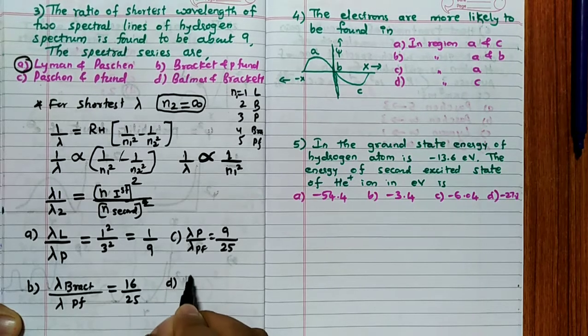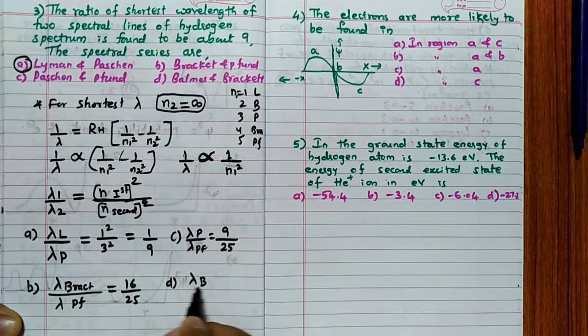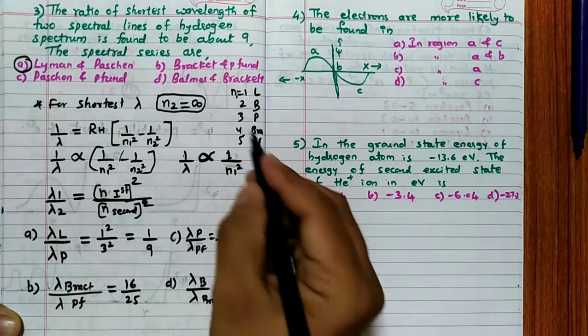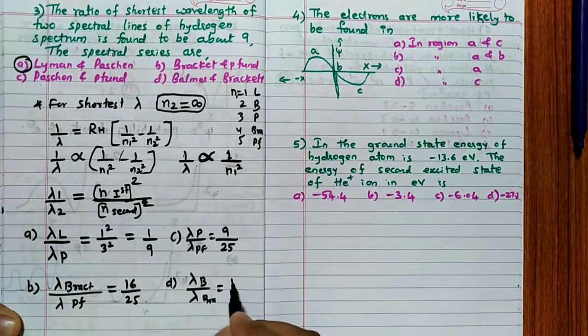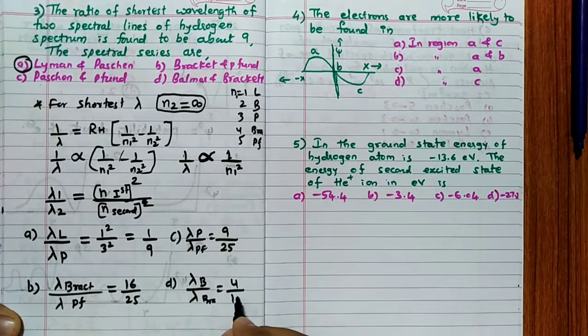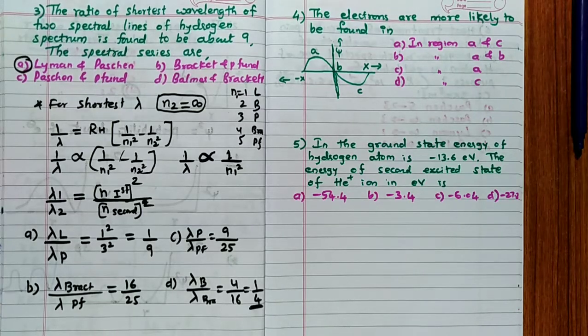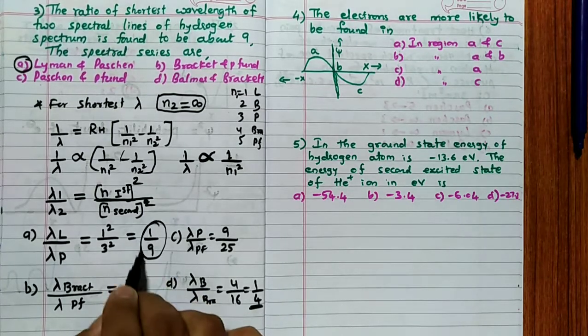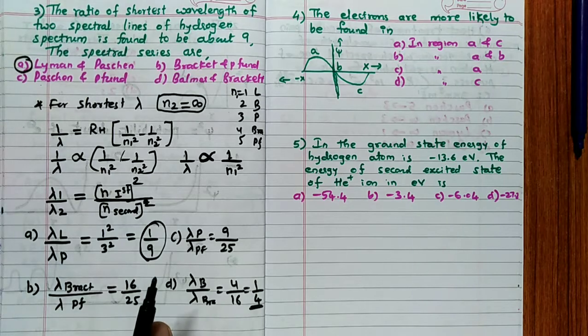So option D. See, lambda of Balmer divided by lambda of Brackett. Balmer is 2 square, that is 4, and Brackett is 4 square, 16. So 4 by 16 is nothing but 1 by 4. You will never get the answer anywhere. So the answer for this question is A.